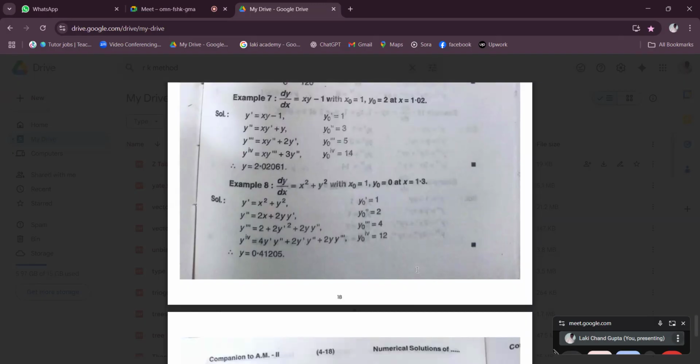Do this question. Example number 7. Example 7.